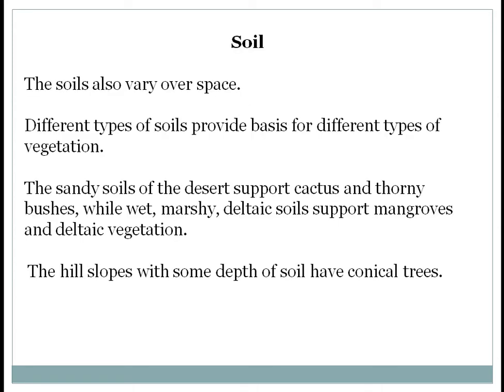Next, soil. The soil also varies over space. Different types of soil provide the basis for different types of vegetation to grow. The sandy soil of the desert supports cactus and thorny bushes, while wet, marshy and deltaic soil supports mangrove and deltaic vegetation. So by this example you can understand how there are different types of vegetation in different types of soil. And the hill slopes with shallow soil have coniferous trees.